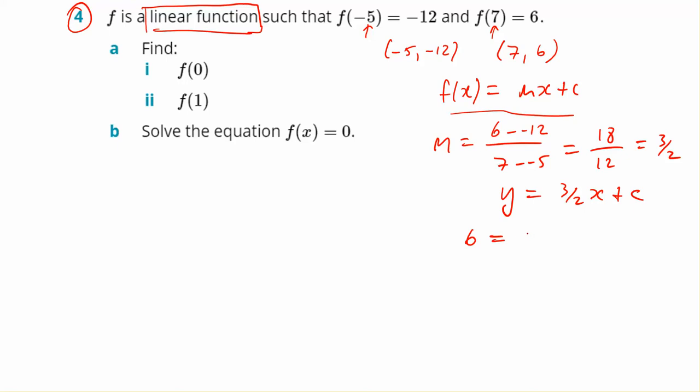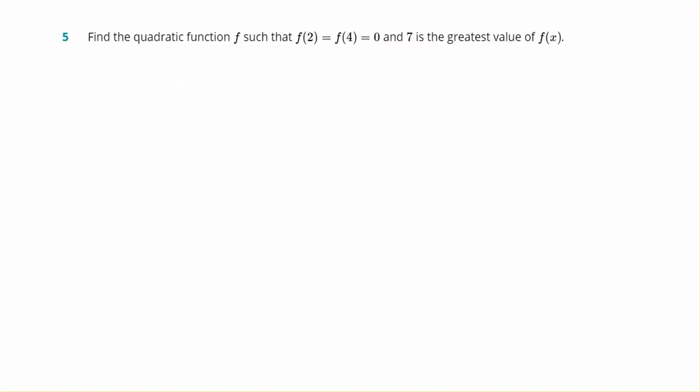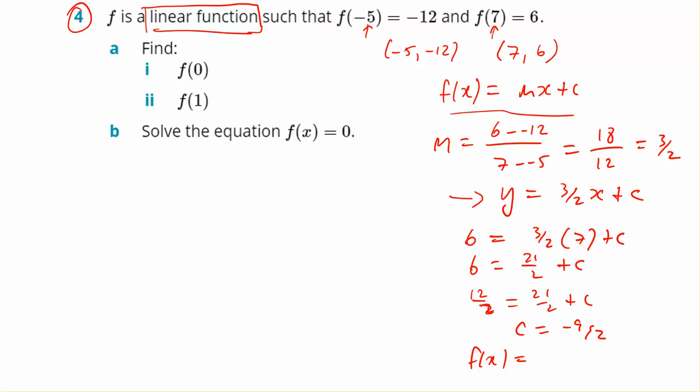So when y is 6, x is 7: 6 equals 3 over 2 times 7 plus c. 3 sevens are 21 over 2 plus c. If I change 6 to over 2, that's 12 over 2 equals 21 over 2 plus c. If I subtract 21 over 2 from both sides, I should get c equals -9 over 2. So therefore your function, and we're not using the y notation anymore, I only used y here for convenience, is f of x equals 3 over 2x minus 9 over 2.